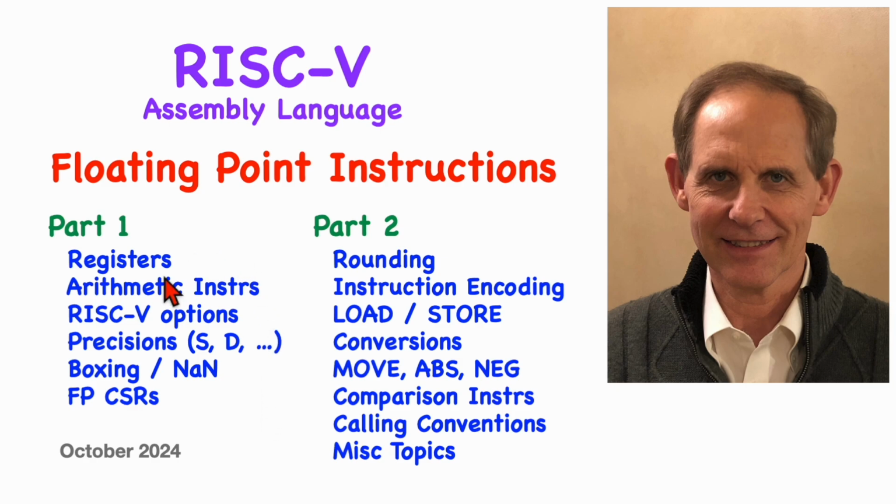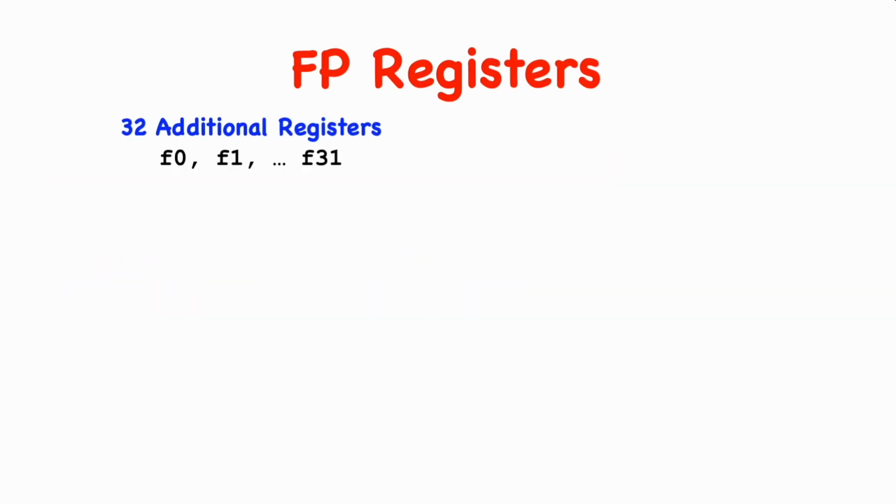Okay, let's get started with part 1. If your core implements floating point, then in addition to the 32 general purpose integer registers, there will be 32 additional so-called floating point registers, and these have names like F0 through F31. And by the way, there's nothing special about register 0 like there is with the integer registers.